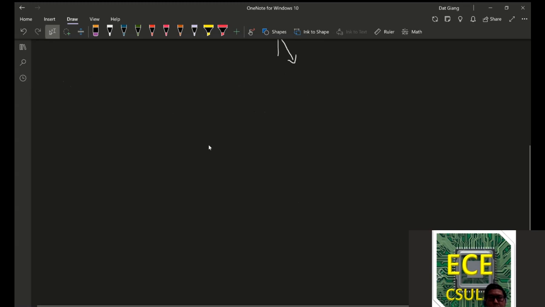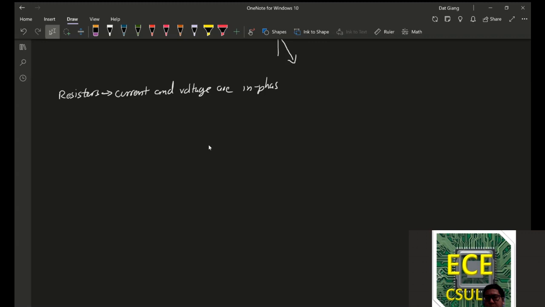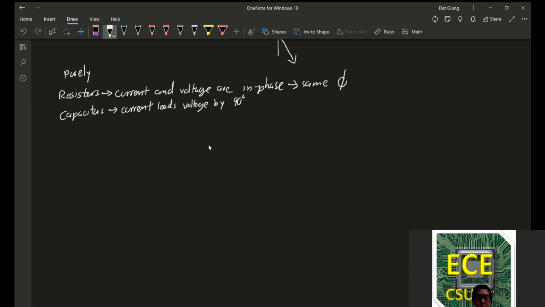So, what is this observation? Resistors are in the case that current and voltage are in phase. Same phi, for example. For capacitors, current leads voltage by 90 degrees. And we're talking about the case of purely resistive, purely capacitive, and purely inductive. While for inductors, current lags voltage by 90 degrees.